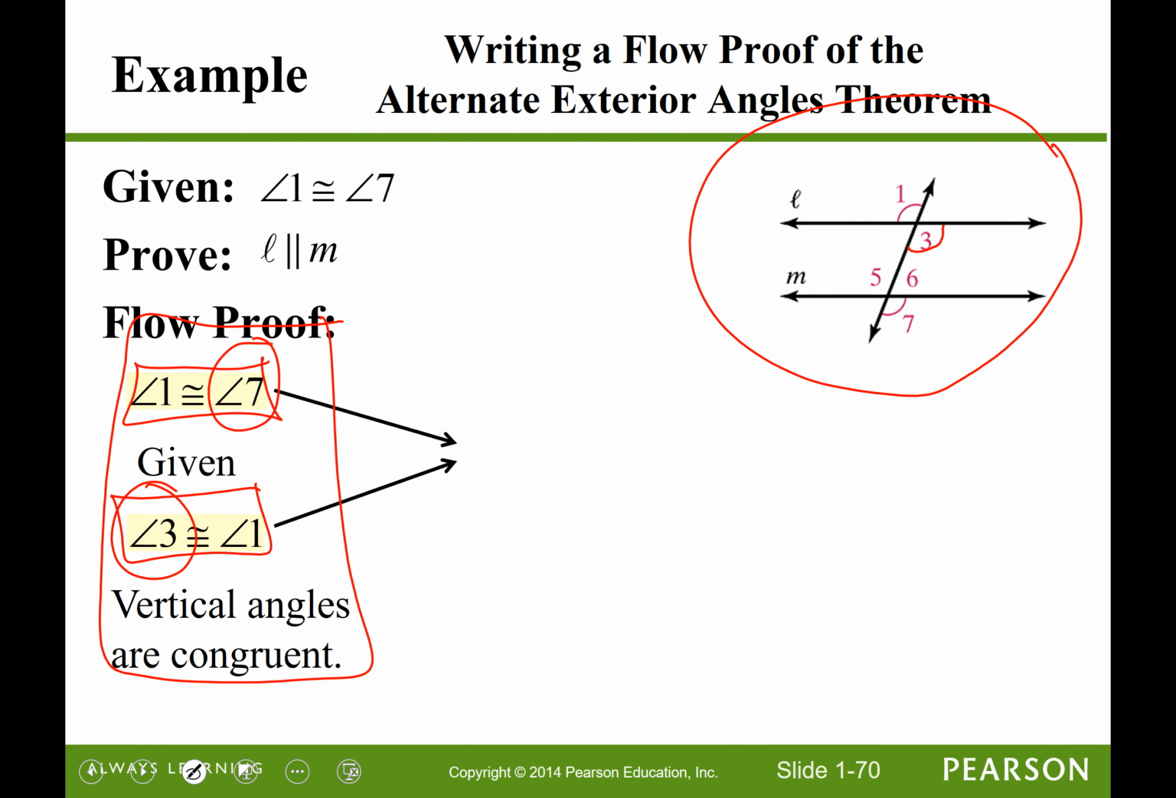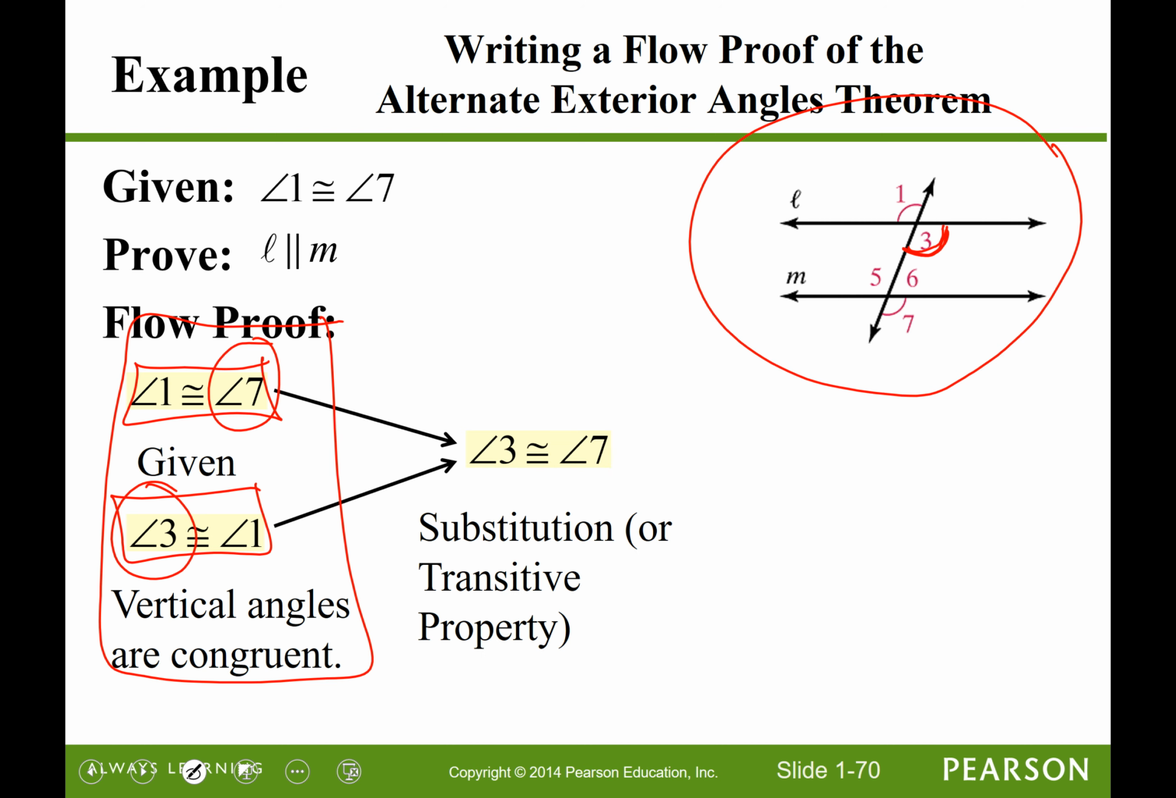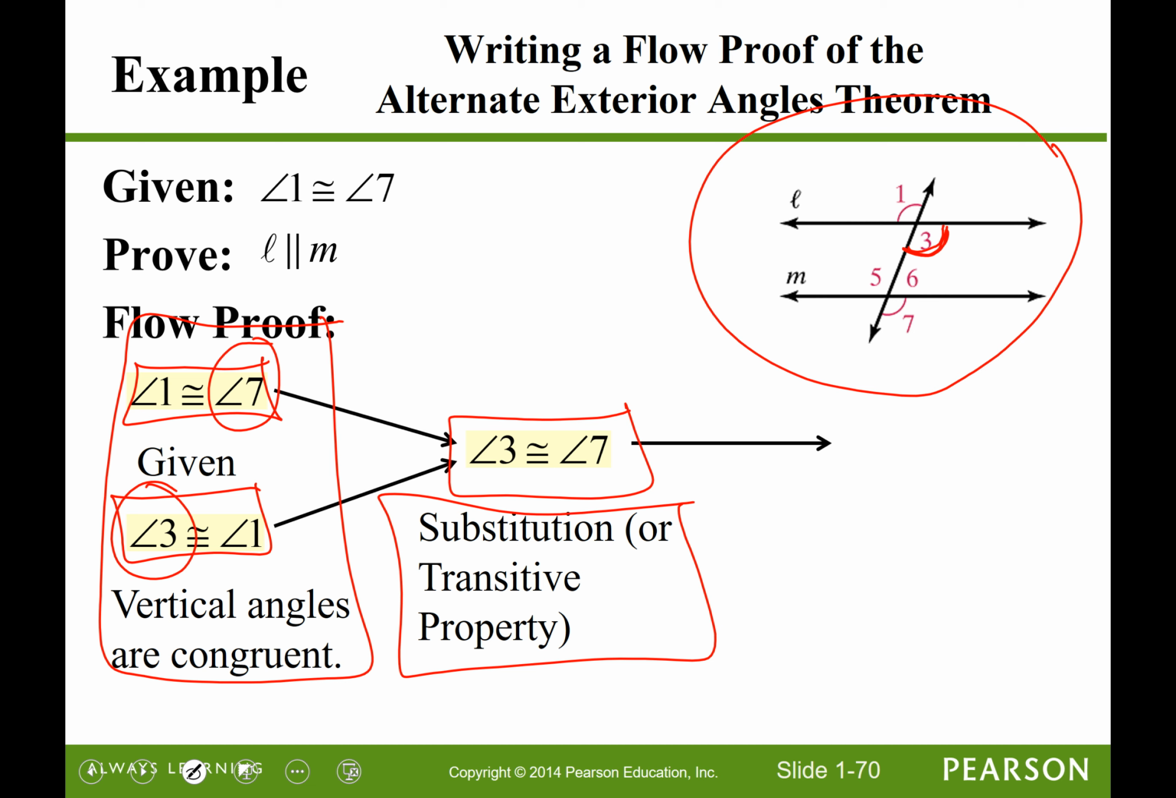As soon as I added that single arch mark on that angle 3, any angle in that figure with a single arch mark will have the same measure as 1 and 7. So we can state it. Angle 3 is congruent to angle 7. Substitution, or the transitive property. Using reasoning, it's the law of syllogism. So this right here is our statement, and this right here is our justification. Okay, angle 3 is congruent to angle 7.